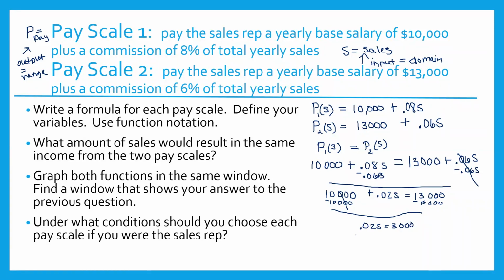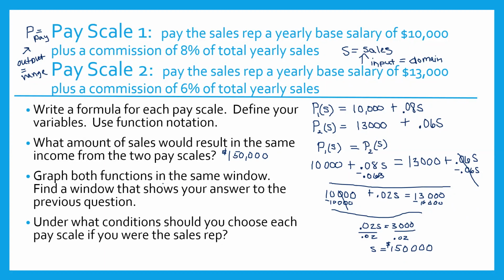And then my next step is to get S by itself, and since I've taken care of all of the addition and subtraction, this is the step where I want to divide, so I'll divide by 0.02 on both sides. And that gives me sales of 150,000. So that is the by hand algebra. And what amount of sales? $150,000 worth of sales would give you the same salary no matter which pay scale you were on.